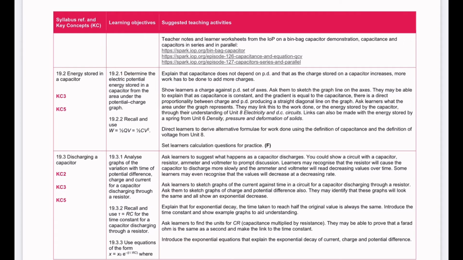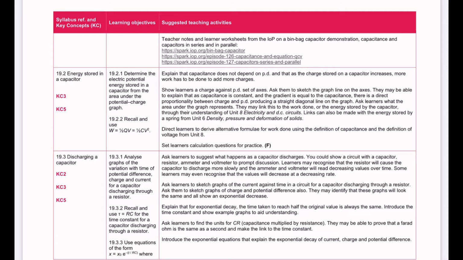Key concept 19.2. Energy stored in a capacitor. Learning objectives. 19.2.1. Determine the electric potential energy stored in a capacitor from the area under the potential-charge graph. 19.2.2. Recall and use W = ½QV = ½CV².